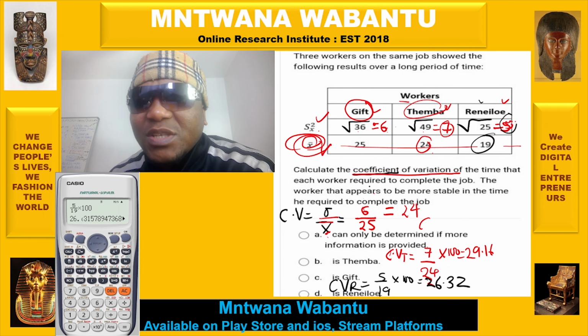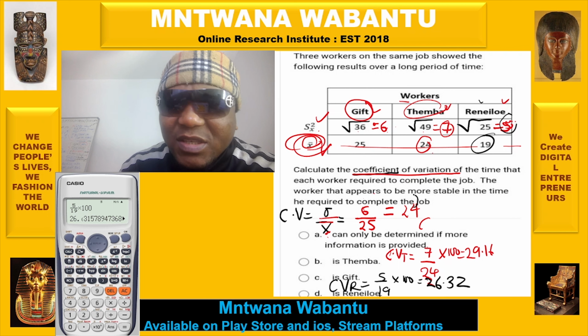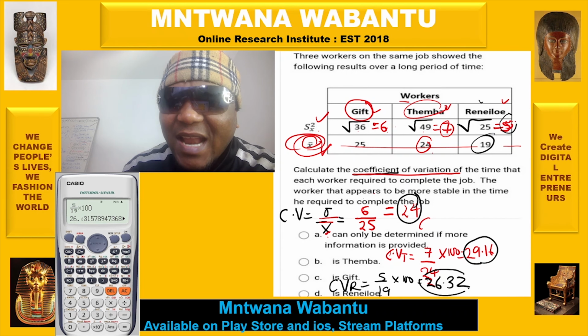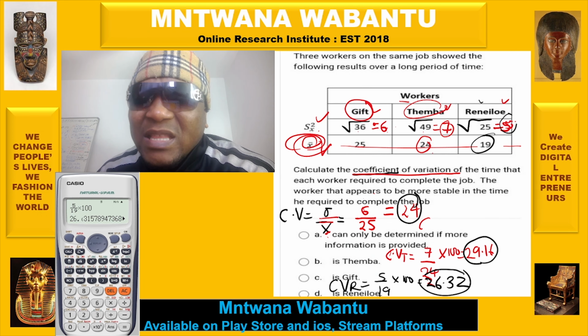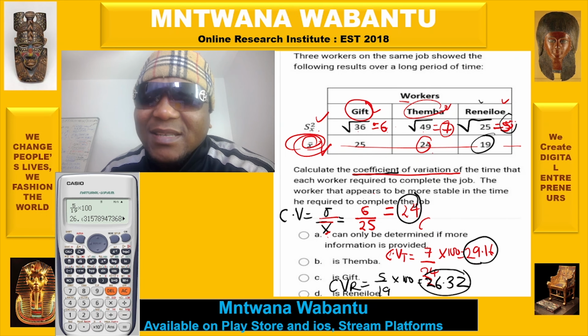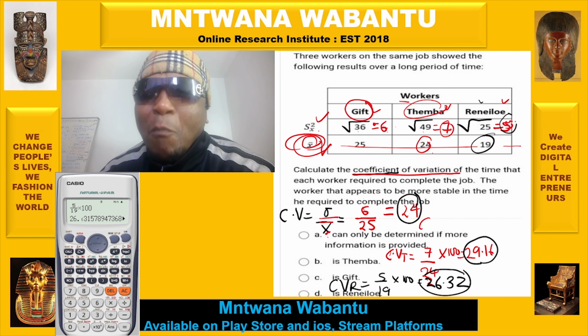So now, according to the question here, this is the first coefficient of variation, this is the second coefficient of variation, this is the last coefficient of variation. But most of the time, if they ask you for the stable coefficient of variation, what you need to do is pick up the smallest one. That's going to be this one. Or you can simply pick up the smallest one.